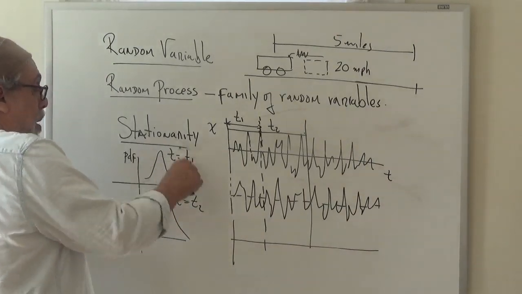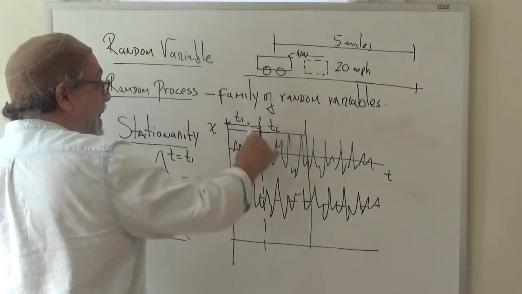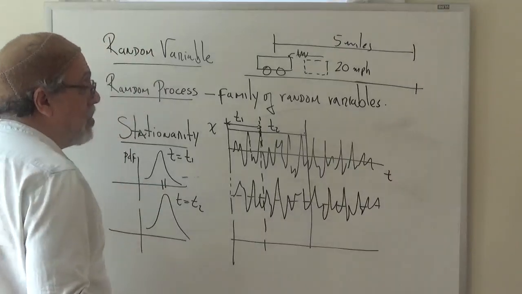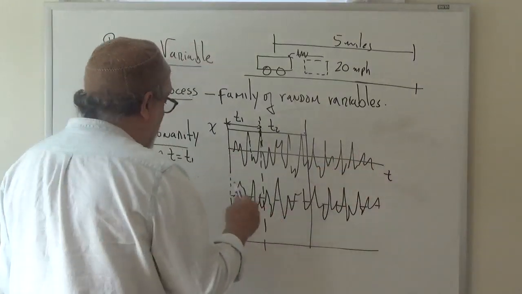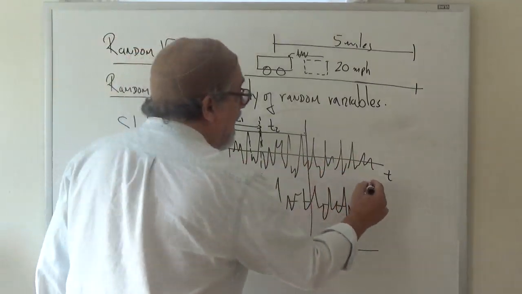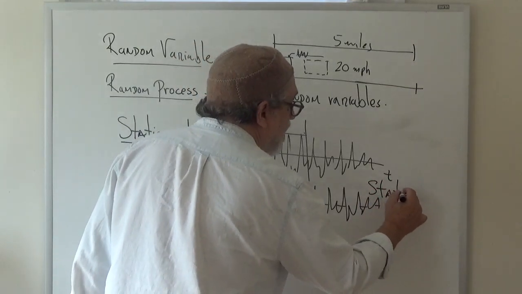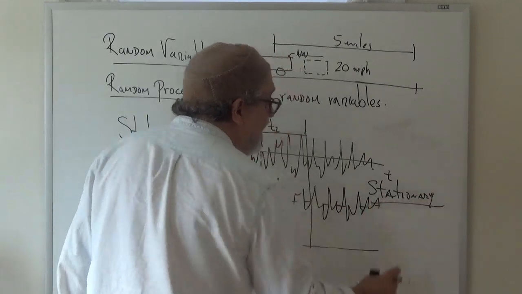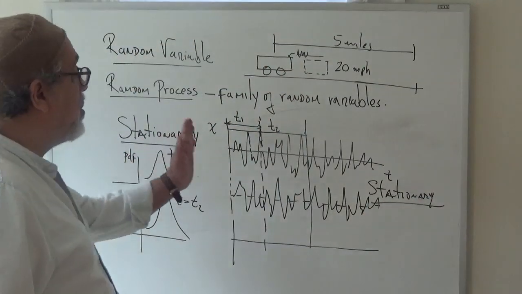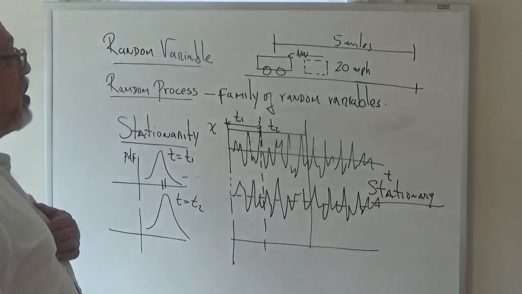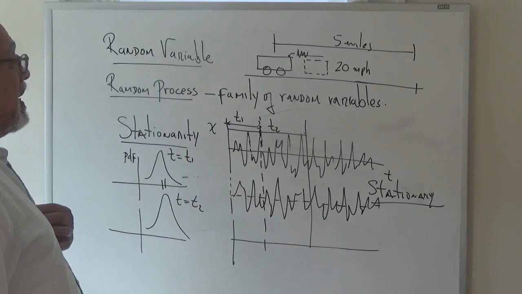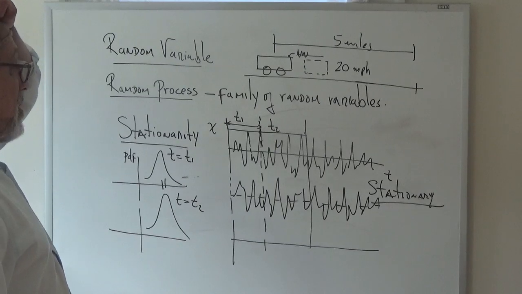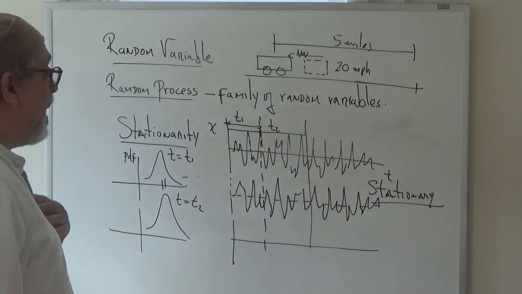So if the probability distribution at various times during the random realizations, or in the random process, is the same, then we say that the process is stationary. Right? That is, the process is not changing with time. It's obvious that stationarity is an idealization, right? Because stationarity means it's not changing with time at all.